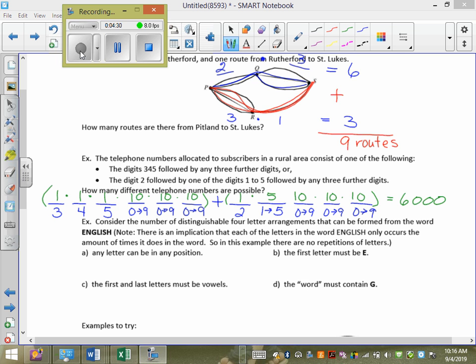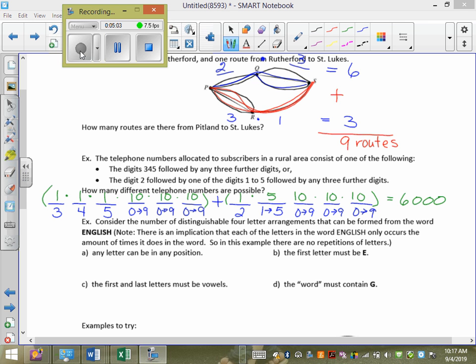Now, the example below says, consider the number of distinguishable. Distinguishable just means different looking. Not distinguishable, we pull out our Scrabble book and see if it actually makes sense. Like, we'll accept the word EEEF, FWWC. It's not a real word. It doesn't matter. But FWWC and FCWW are distinguishable different words. That's all. Okay? So distinguishable just means they have to look different.